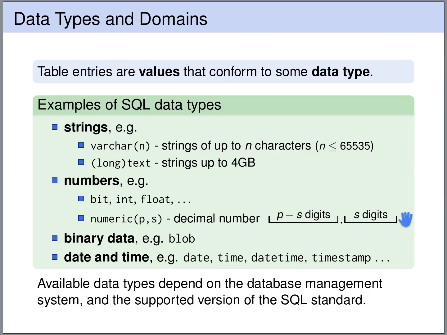As binary data, we for example have blob, and to store date and time, if we are just interested in the date, we have date. If we just want to store time, we have time. We can combine the two into datetime, and we have timestamp, which is similar to datetime, but it stores the time by counting the number of seconds since 1970.